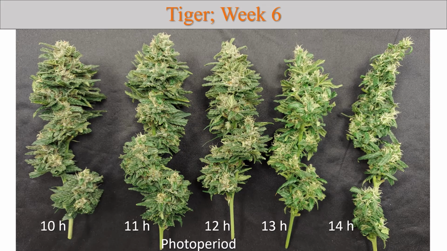Now this is tiger at week 6 for photoperiods 10 through 14, left to right. And so we really see pretty similar responses with 10 and 11, and especially 12. They really don't look any different. However, you do start to see a little bit of paling of the green and a little bit less density of the flowers with 13 and especially 14-hour photoperiods.